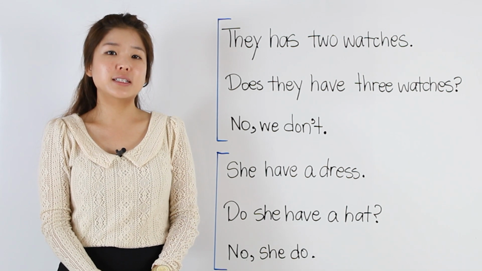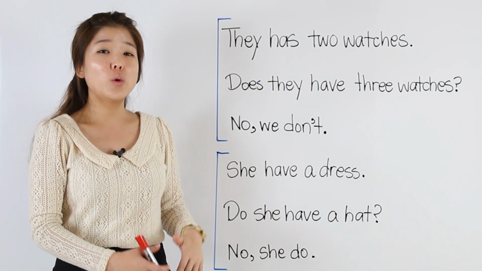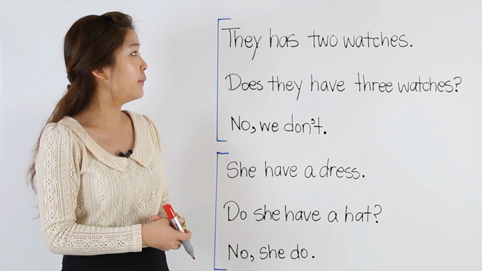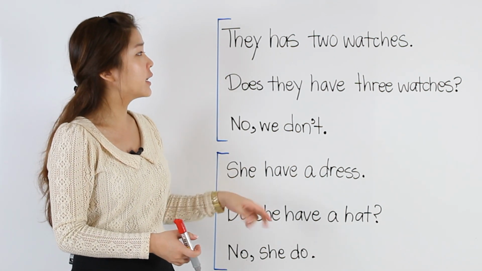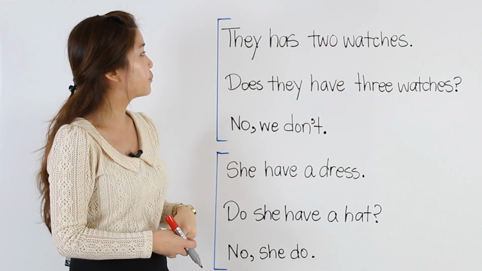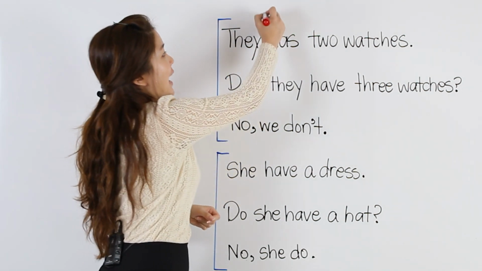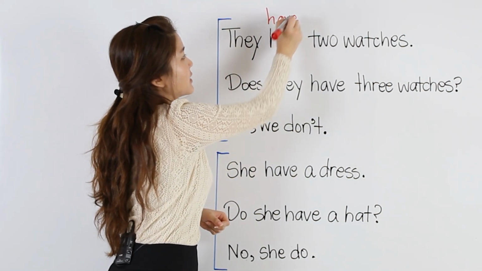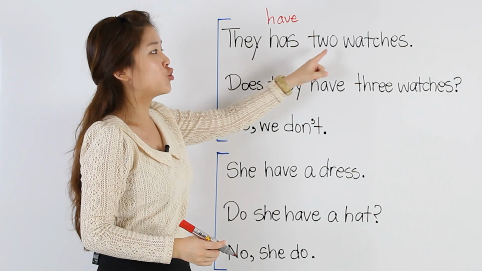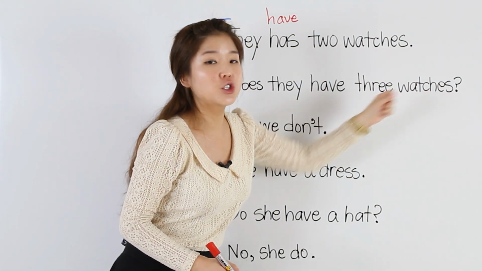Now for this practice, we have to find the mistakes in these sentences. What's wrong with them? Okay, so let's look at the first one. They has 2 watches. Remember, for they, we have to use have, not has. They have 2 watches.